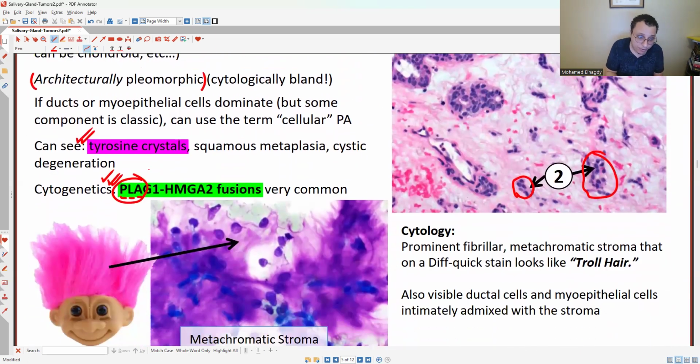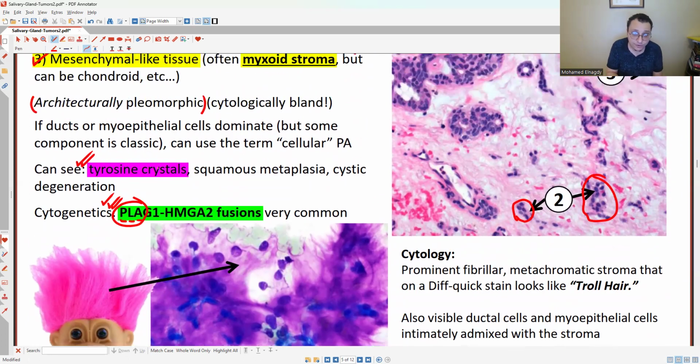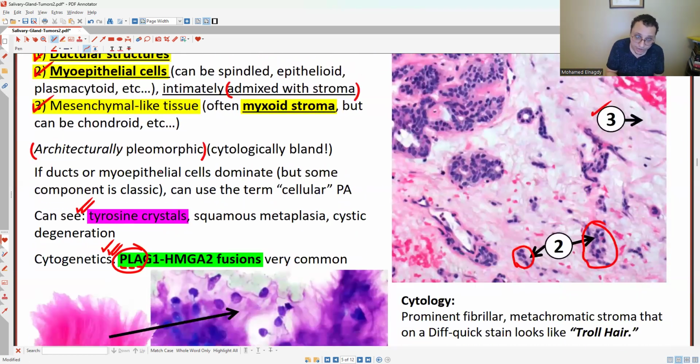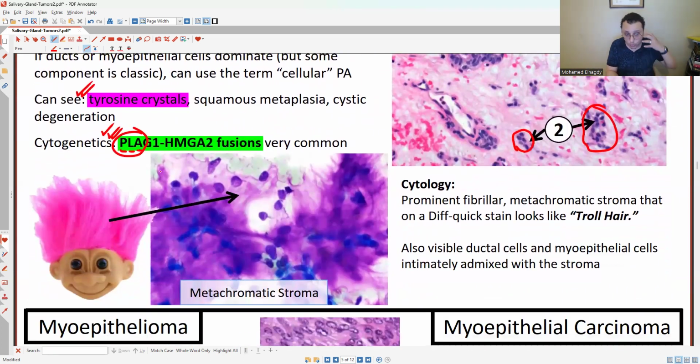PLAG is easy to remember because it's pleomorphic adenoma. So PLAG1, pleomorphic adenoma, that's very easy to memorize. And that's the triphasic tumor, benign tumor. They usually grow, forming a huge size. Of course, this is how it looks in cytology. And I will show you this in the cytology review, in which we'll go over a lot of pictures.